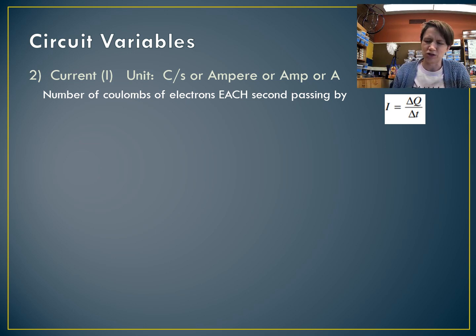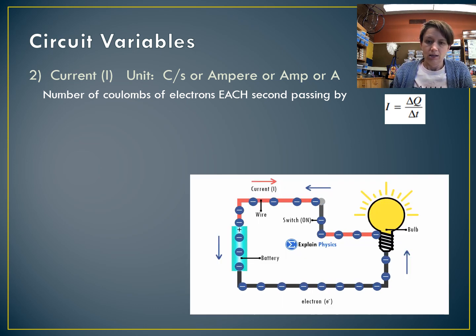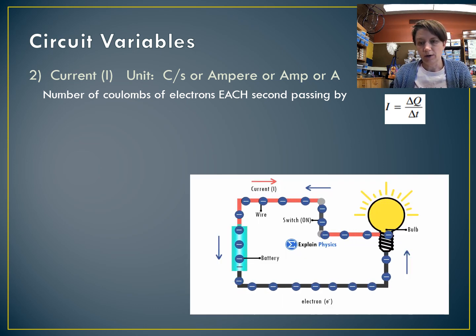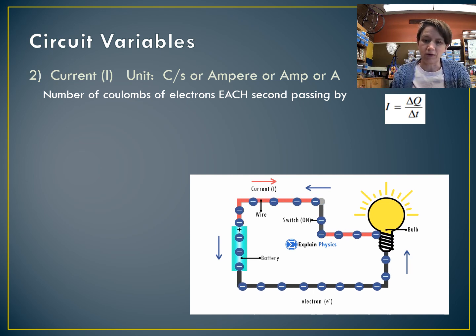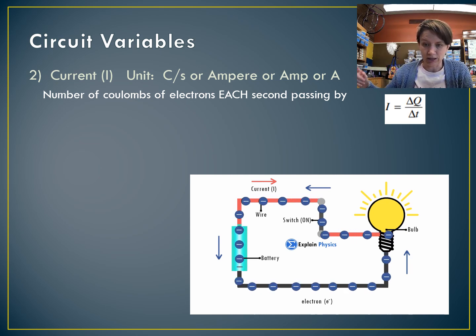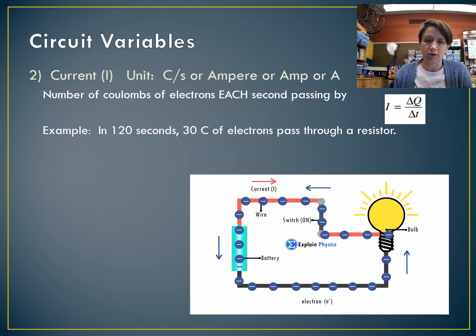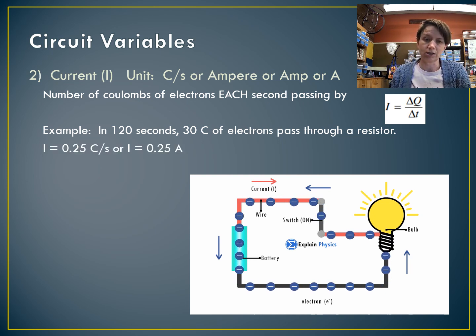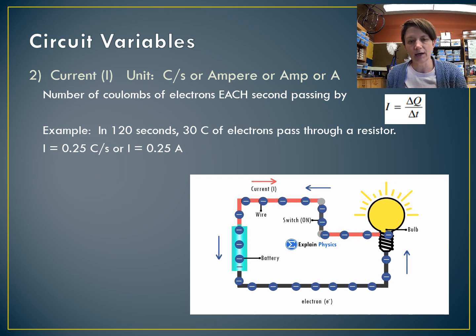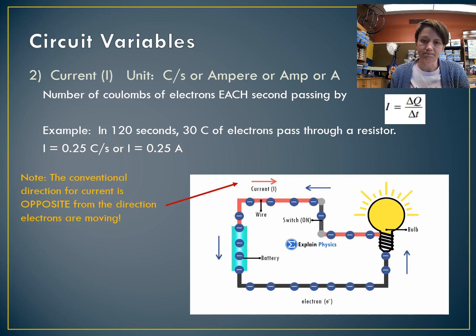So if you forget that definition, you could look it up, but really this is something that you should sort of know. So in this diagram shown below, if you imagine positioning yourself at the bulb or at the battery and essentially counting the number of coulombs of electrons that go by every second, you would be figuring out the current. For example, if you knew that in 120 seconds, 30 coulombs of electrons pass through a resistor, you would be able to calculate the current at that resistor as being 0.25 coulombs per second or 0.25 amps.